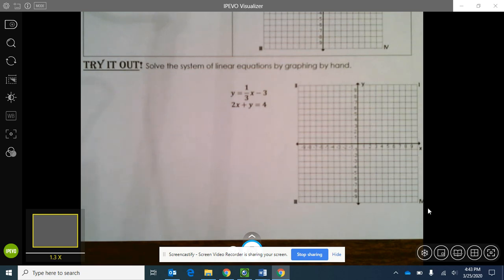Hi everyone, welcome to today's lesson on solving systems. So we're going to start with our first method for solving systems, which is graphing.